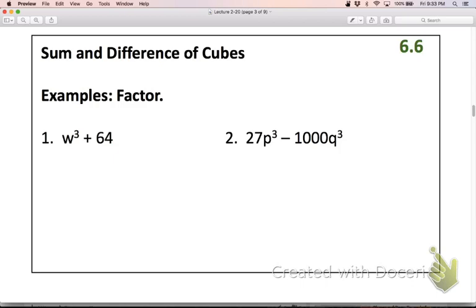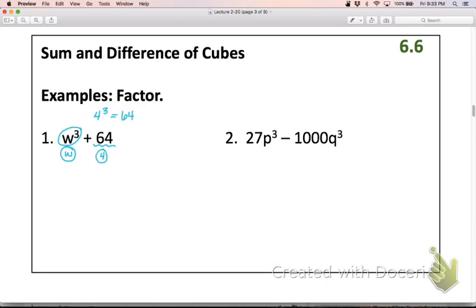w to the third plus 64. So my first clue here is that this is a w to the third. I know right away that I'm cubing w because it says so. So that means I want to check this second guy to see if it was something to the third power. And 64 was one of our perfect cubes on the list. 4 to the third is how we can get 64. So this would be 4.